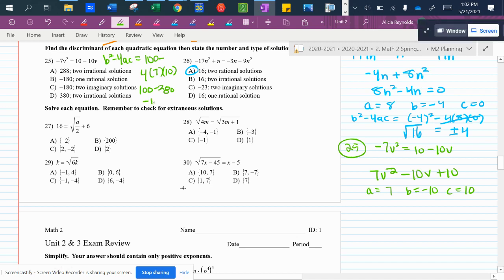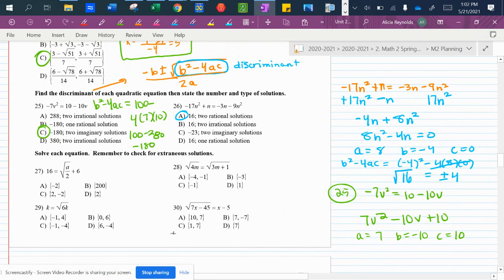negative 180. So because this is negative, I'm going to have two imaginary solutions. I cannot have a negative under my square root to give me real solutions. It's going to be an imaginary solution because the square root of negative 1 is i. So when we have a negative under our square root, we're going to have two imaginary solutions.